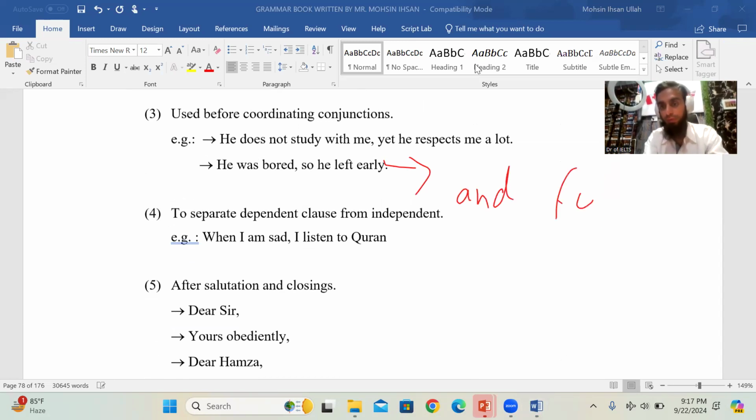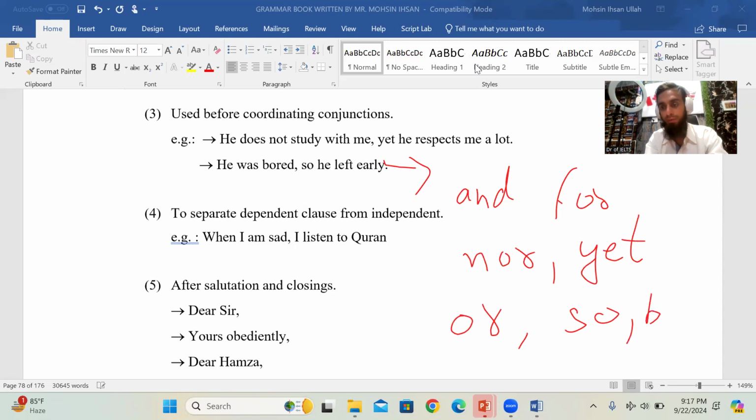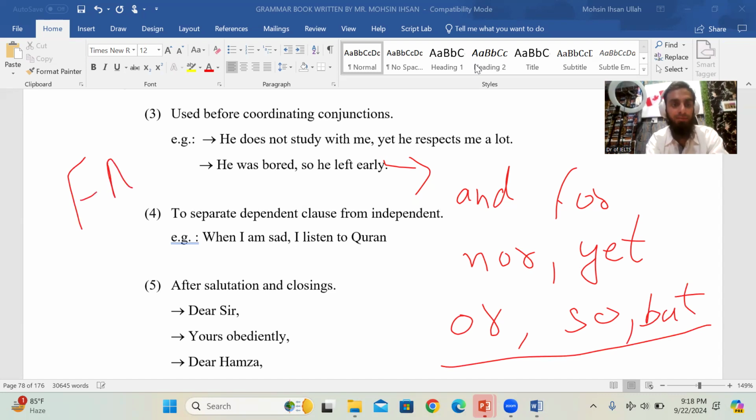Number one, and. Number two, for. Number three, nor. Number four, yet. Number five, or. Number six, so. And number seven, but. Right? We call it FANBOYS. FANBOYS: for, and, nor, but, or, yet, so.